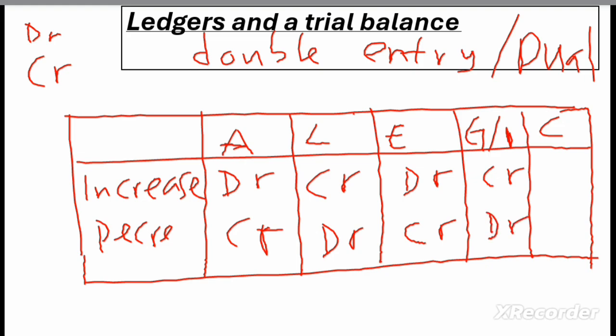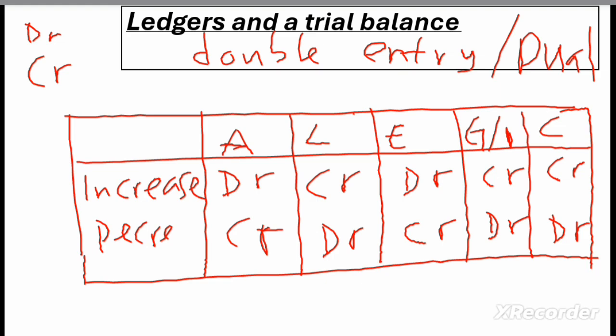For capital, if capital increases, there is additional capital, so you have to credit the capital account. If capital decreases, there was a withdrawal of capital, so you have to debit. So the rule is that for every debit entry, there has to be a corresponding credit.